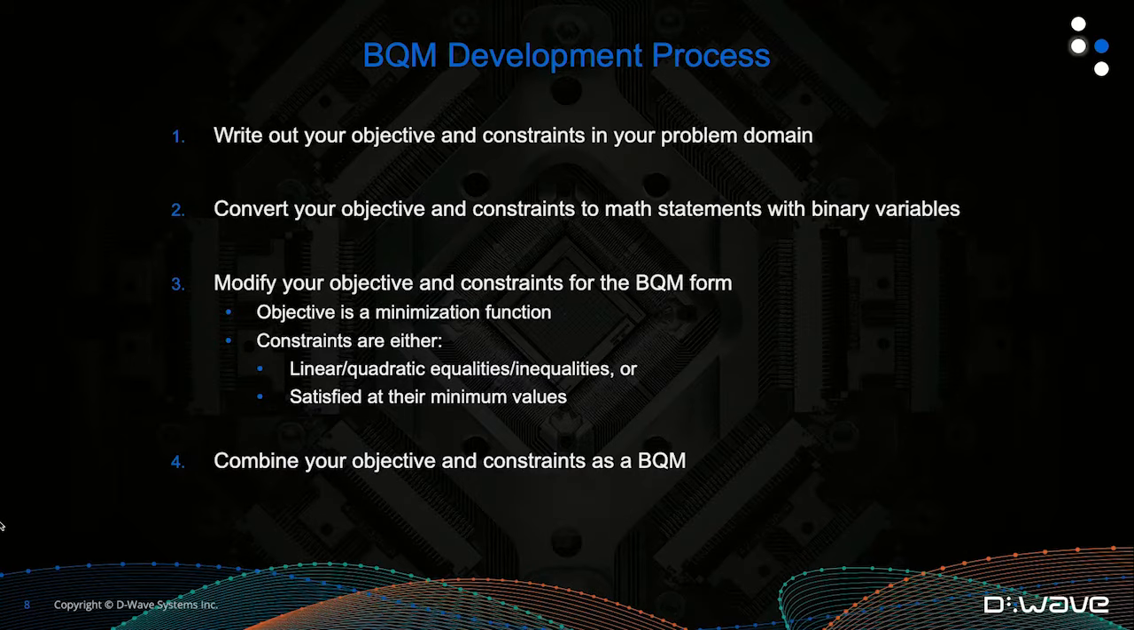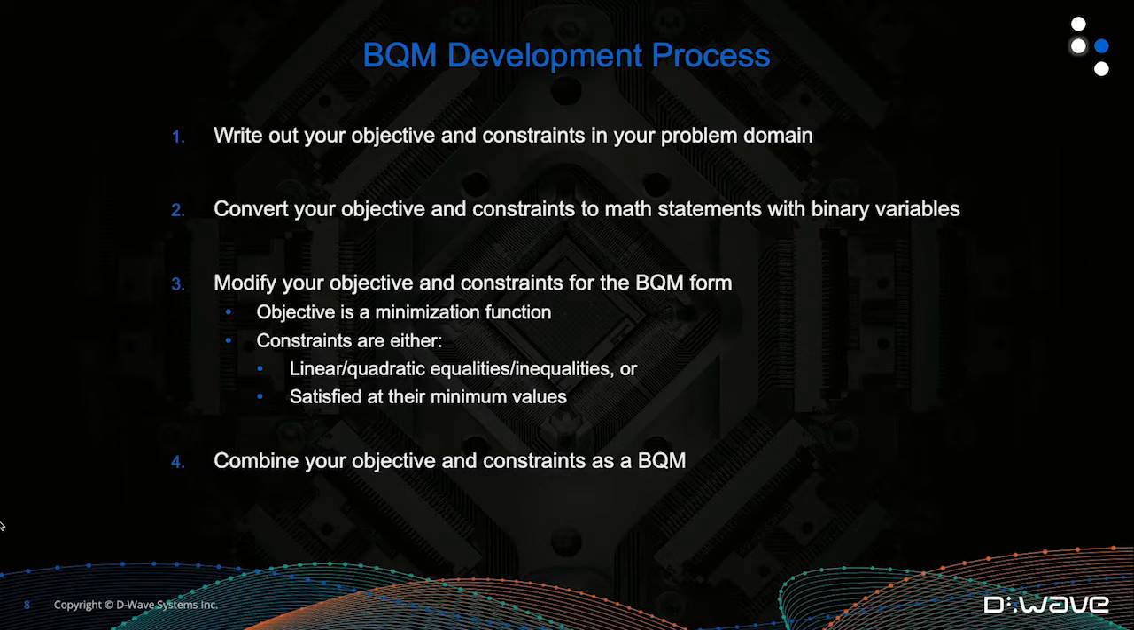Once we have these written out just in words like we did on the last slide, we need to choose binary variables. So remember in that expression, those Q's, those were 0, 1 binary variables. So for this problem, we'll talk about what those binary variables should look like. Once you decide on those binary variables, we'll take those written objective and constraints and convert those to math expressions. These will be like equalities and inequalities using those binary variables.